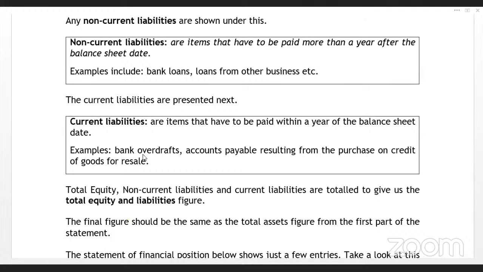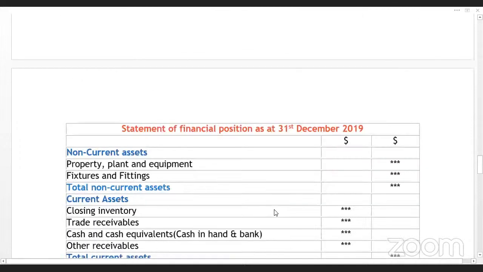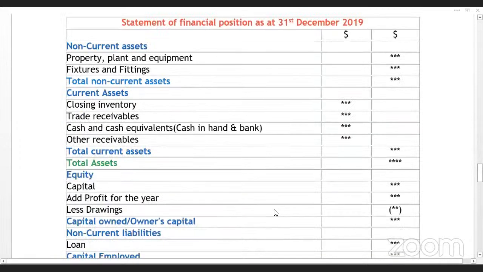Then thereafter, we have to get the total equity and liability. We get the non-current liabilities and the current liabilities, then we total them together to give us the total equity and liability figure. The final figure should be the same as the total assets figure from the first part of the statement. And now we have this format. Look at the format. That is the format of the statement of financial position.